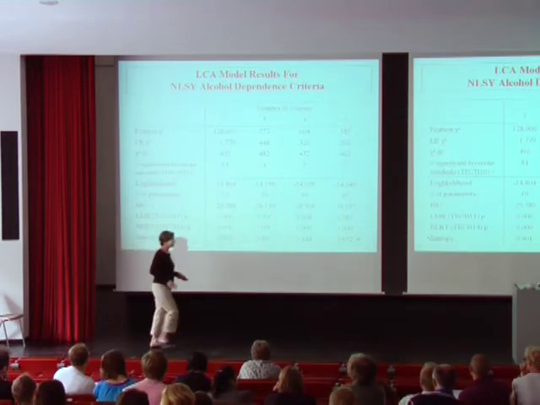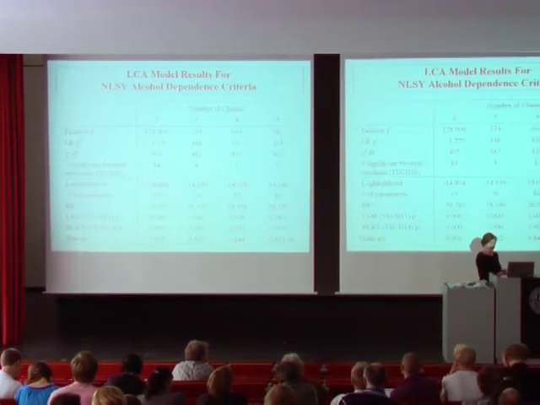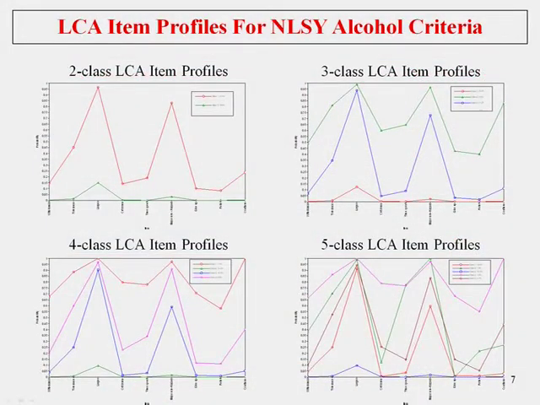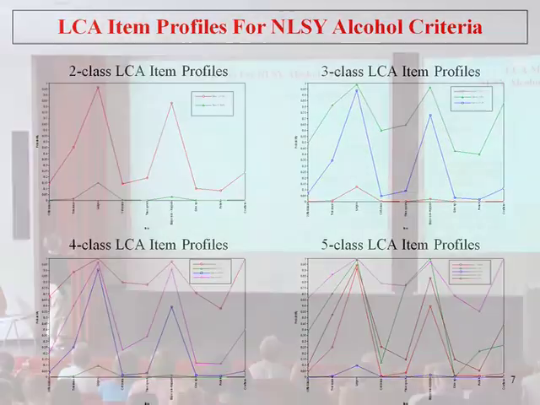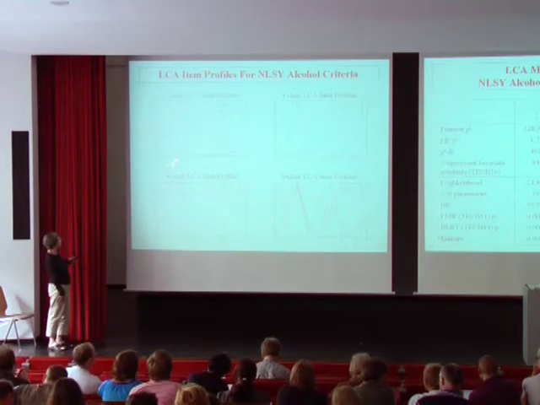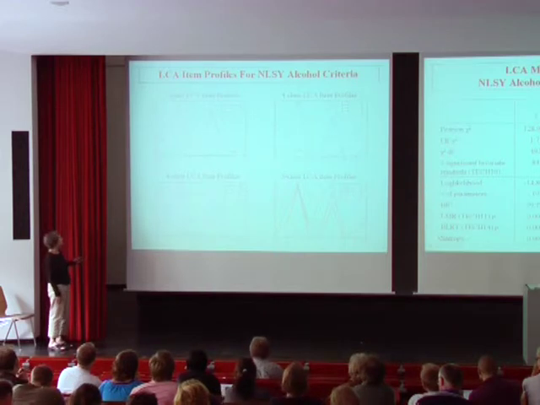Well, one thing that we can do is look at plots. You can use the plot command in Mplus with the series option to create these item profiles. So here we have the 2-class solution. And then along this axis are all the items listed, like item 1, item 2, item 3, item 4, and then the conditional item probabilities on the y-axis.